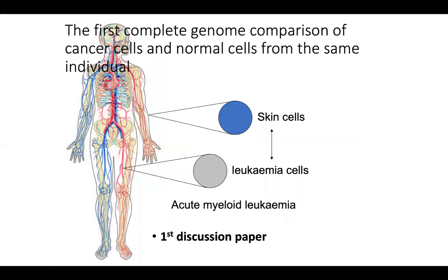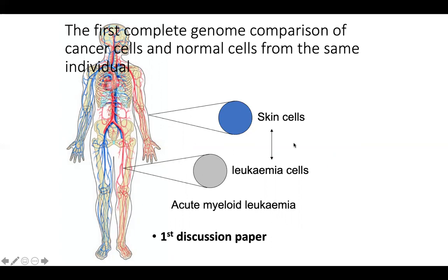So I'd like to take a little break and basically give you a preview of our first discussion paper. And the discussion paper is the first complete genome comparison of cancer cells and normal cells from the same individual. So this paper is now a little bit old, but it was the first time that people used whole genome sequencing to compare the healthy cells, in this case skin cells, with cancerous leukemia cells from the same patient.